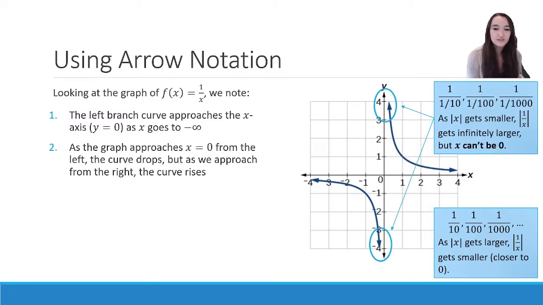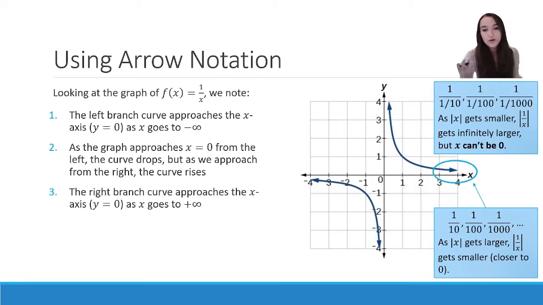Similarly, as the graph approaches x equals 0 from the left, the curve drops down, and on the right, it veers upward. This is because as the absolute value of x gets smaller, so x is going toward 1/10, 1/100th, 1/1000th, 1 over x is going to get much, much larger, infinitely larger. But again, x will never be 0 because we can't divide by 0.